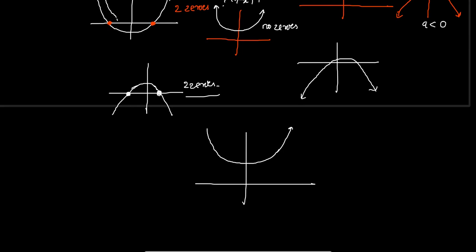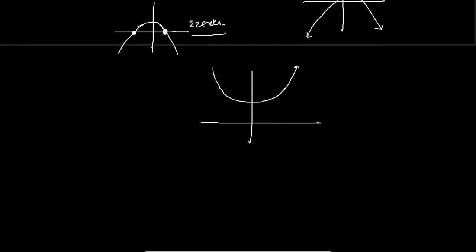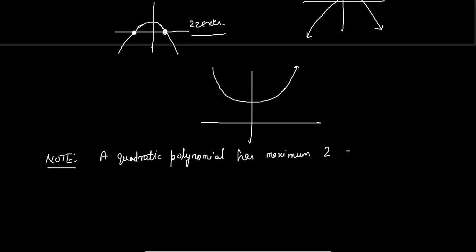So we have a statement here, a very important statement, that you may write down as a note: a quadratic polynomial has a maximum of two zeros.